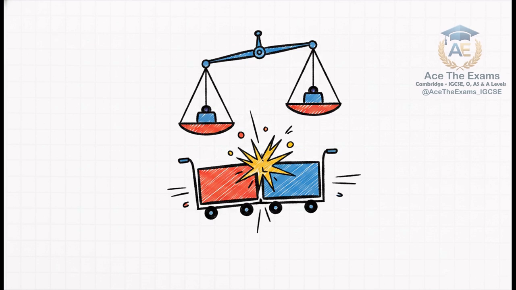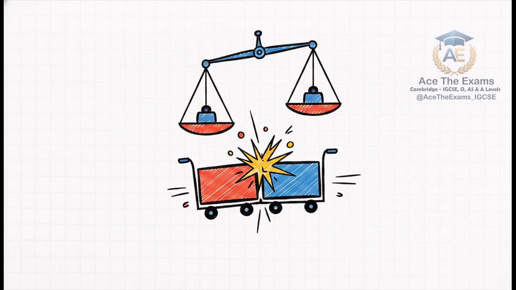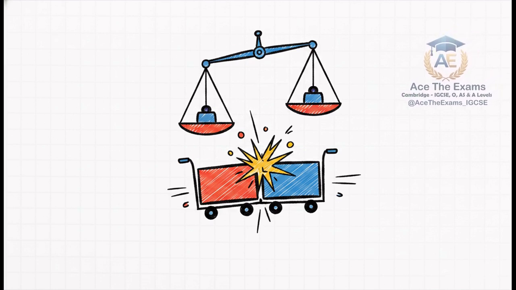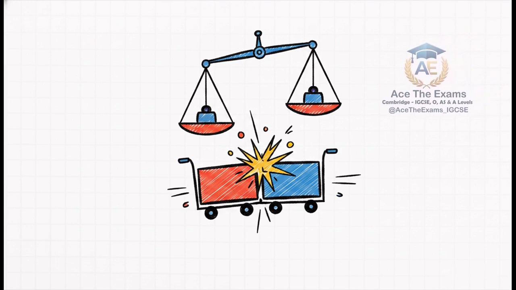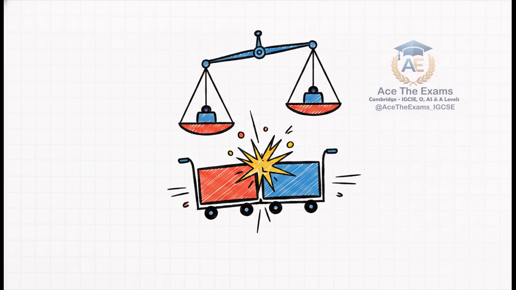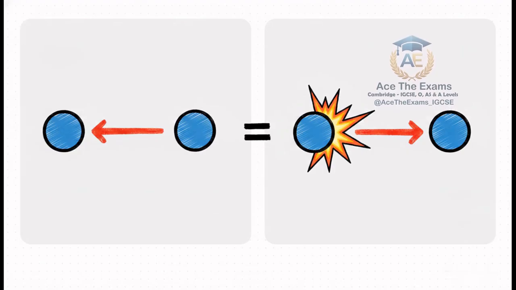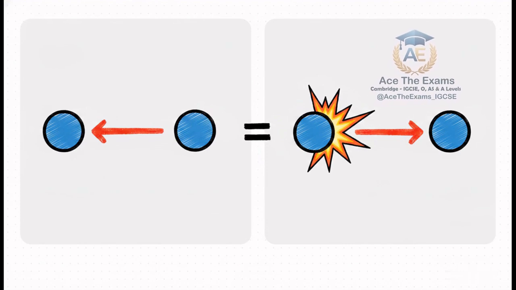Whether 2 trolleys are smashing into each other or an explosion is pushing 2 objects apart, the overall momentum of that closed system doesn't change. It simply gets transferred around. Think of it like a cosmic accounting book that always balances. So, let's see how that rule turns into our core equation.